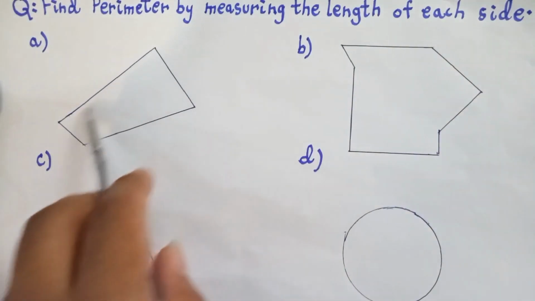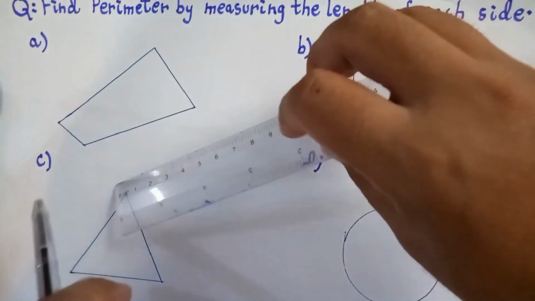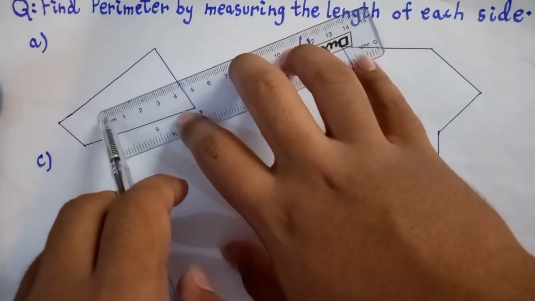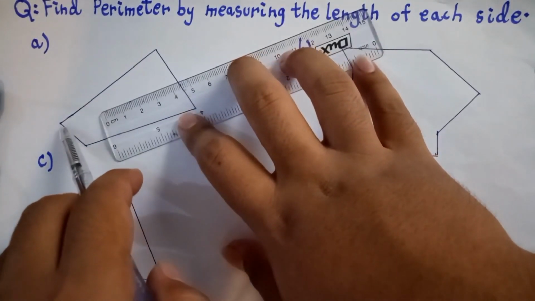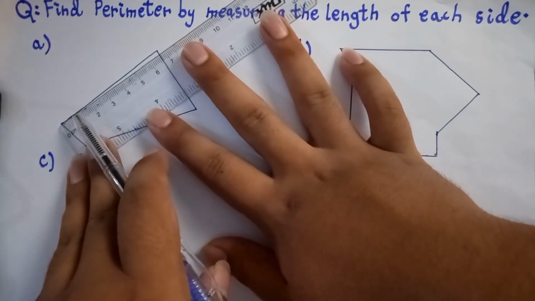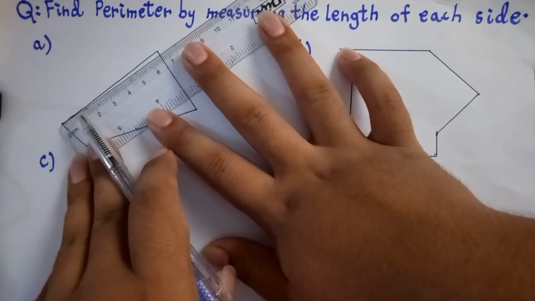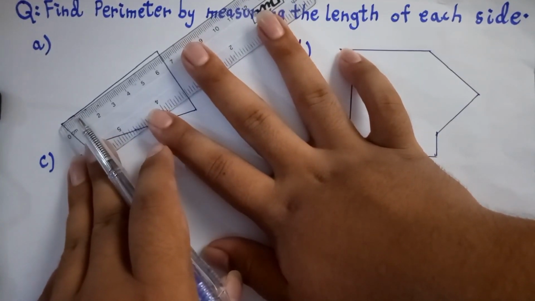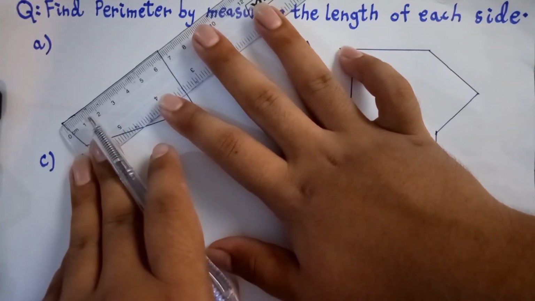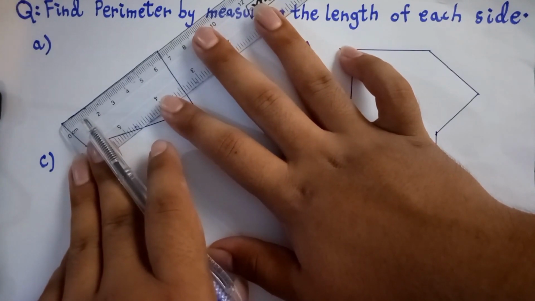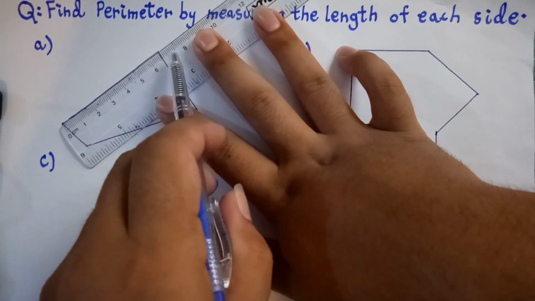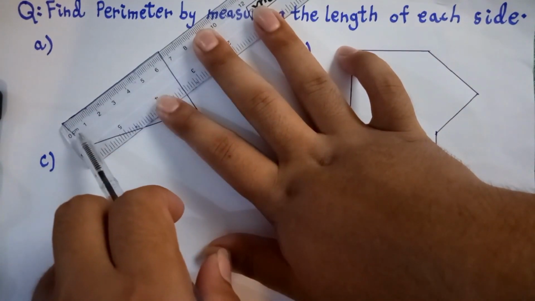First of all, let's see this side. We are going to measure this side with the help of a ruler. So here I have to put this 0 on this vertex, like this one. And here we have to measure what the length is. So this is 6 centimeters, this is 7 centimeters. You can see this one is in centimeters.